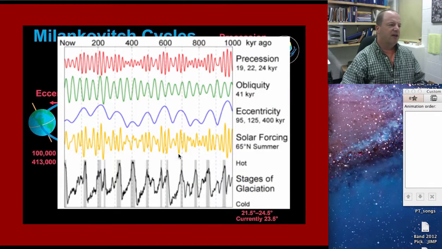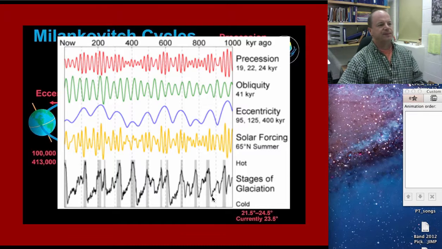But the idea here is that you can take all of these cycles and their effect on the solar flux, and then you can see that the solar flux modulates a little bit and corresponds to the cycles of glaciation, hot and cold. I don't think this is the most convincing thing, but anyhow, the long-term changes are thought to be due to variations in the Earth's orbit, and that's what I want you to take from this.